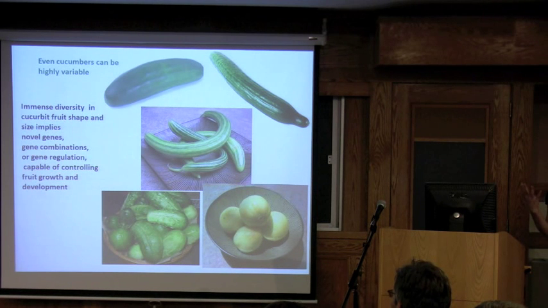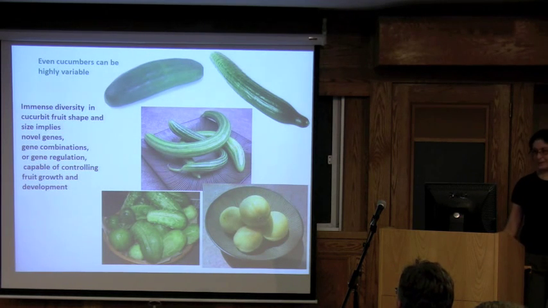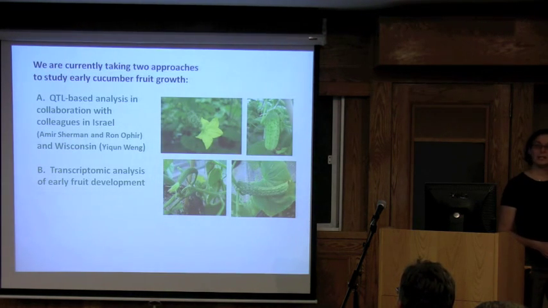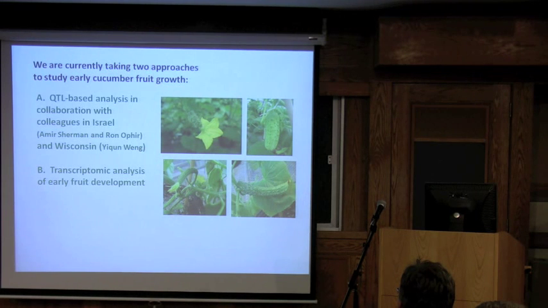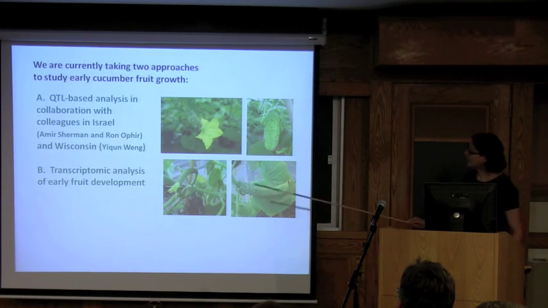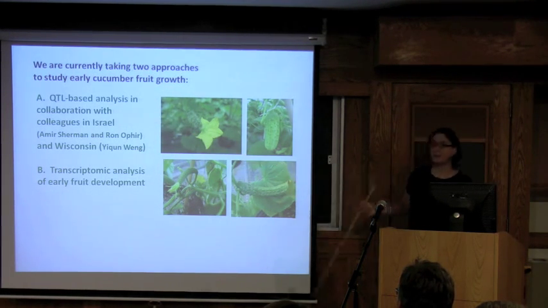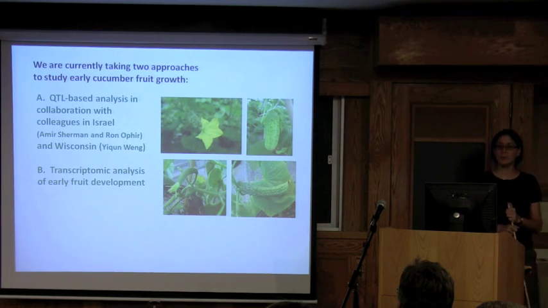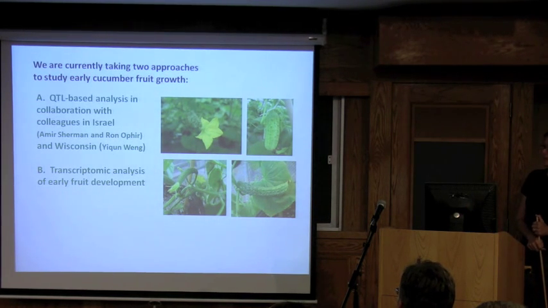So if we look at this immense diversity in cucurbit fruit shape and size, it implies that there are either novel genes or gene combinations or gene regulation capable of controlling fruit growth and development. So we're taking two approaches to study early cucumber fruit growth. The first is a QTL-based analysis in collaboration with colleagues in Israel, Amir Sherman and Ron Ophir, and Wisconsin, Yikun Wang, as well as transcriptomic analysis of early fruit development.